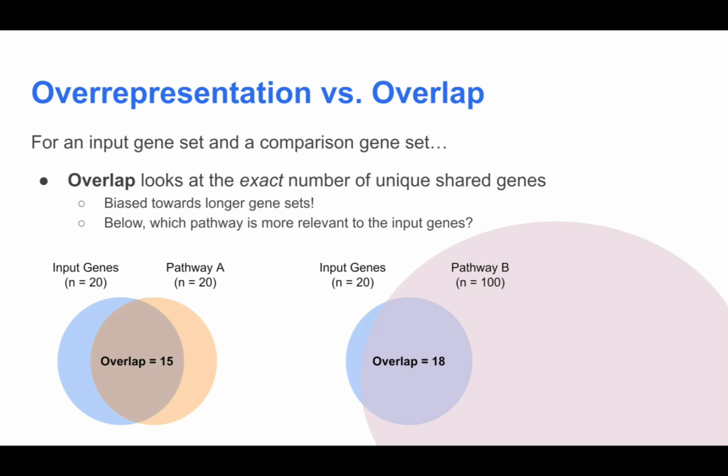And in general, both of those could be true. It could be relevant to both pathways. Neither pathway could be relevant. It's hard to say. But when you're comparing against a lot of different gene sets and you have larger comparison gene sets than others, it's difficult to say whether or not that overlap is truly representative of the actual biology, or if maybe pathway B just has higher overlap with your input genes because there are just more genes in general in pathway B that could potentially overlap.